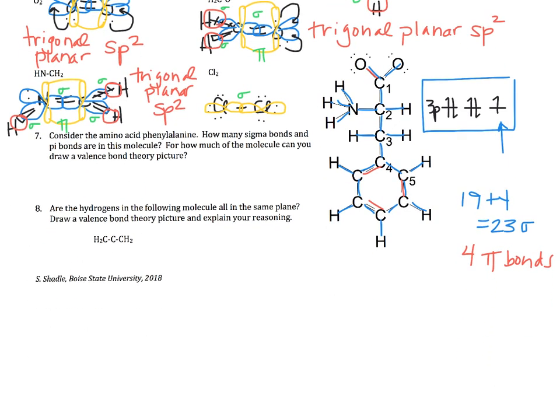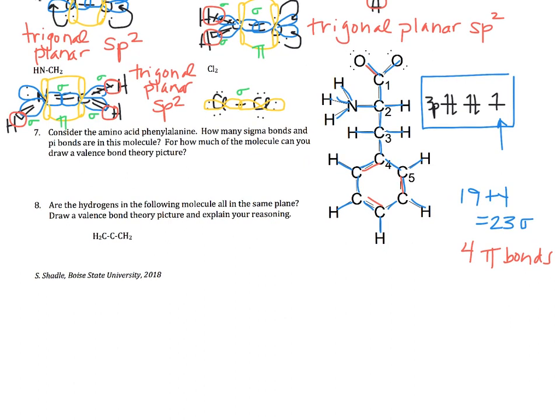All right, this next one is kind of a fun question. I think it's fun. Are the hydrogens in the following molecule all in the same plane? Draw a valence bond theory picture and explain your reasoning. So first of all, we have to draw the Lewis structure. So let's stop and do that. So here's the Lewis structure.